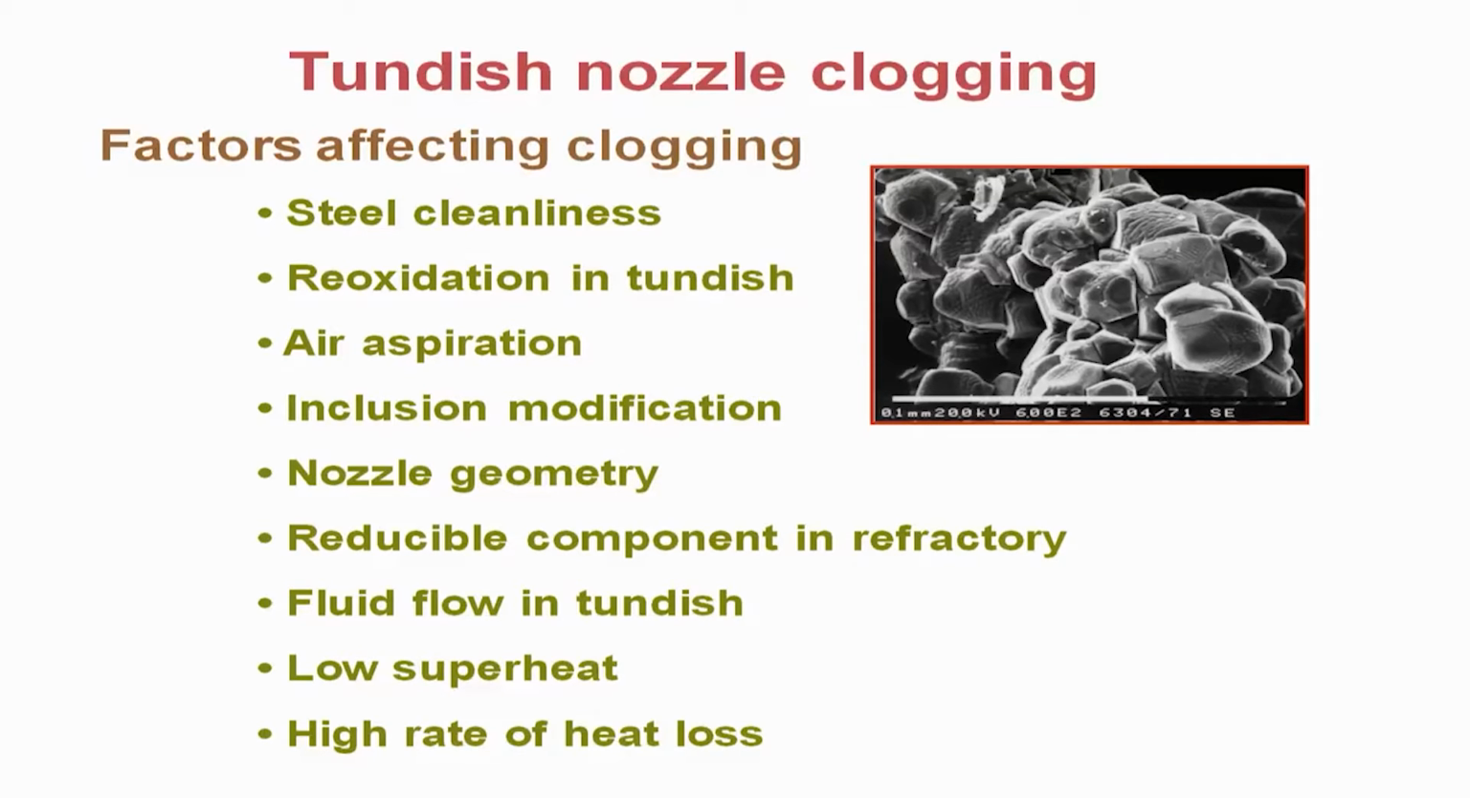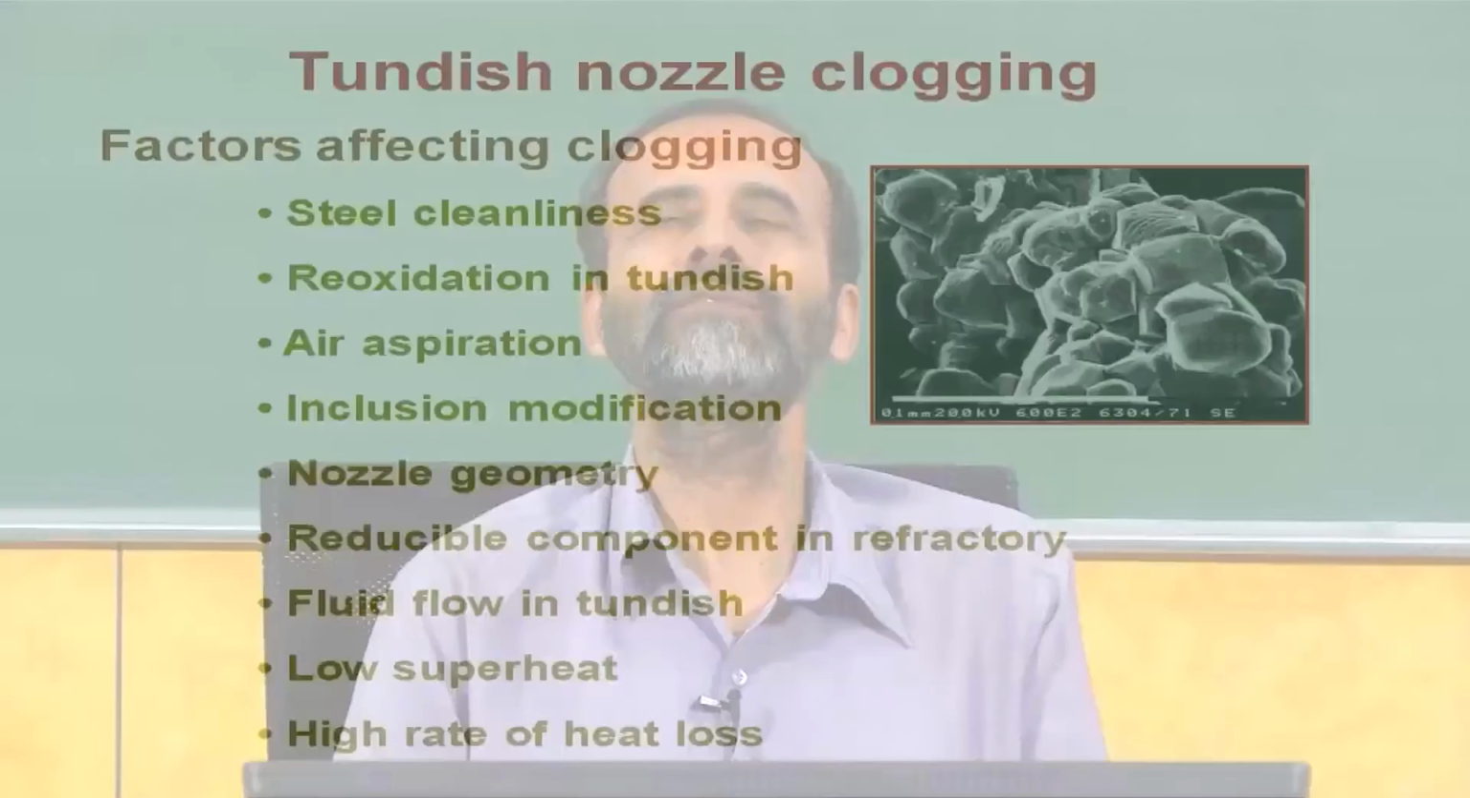Now, what are the problems which can cause clogging? Steel cleanliness. By cleanliness I mean if the oxygen level of steel is high, there is a possibility of oxide formation. So, this is very important. Reoxidation in Tundish, I have told, if there is a possibility of oxygen ingress in Tundish, then there is a chance of reoxidation, and the reoxidation products are normally large in size. There is a possibility of them clogging the port of the sub-entry nozzles, and creating problems during casting as well as for the quality of the steel.